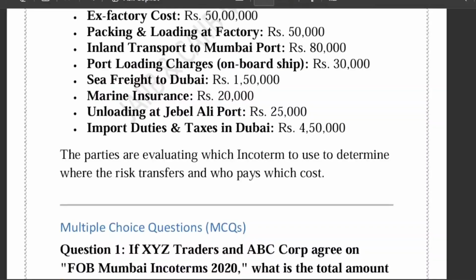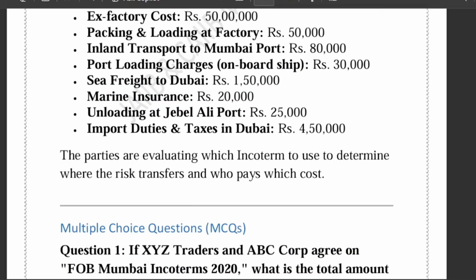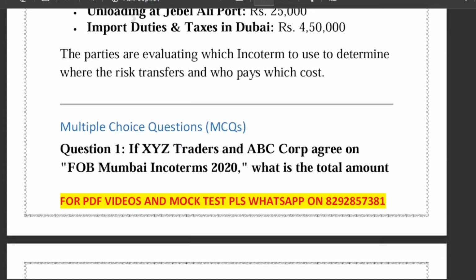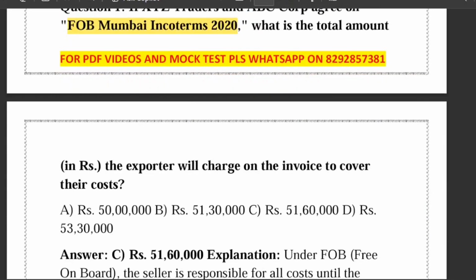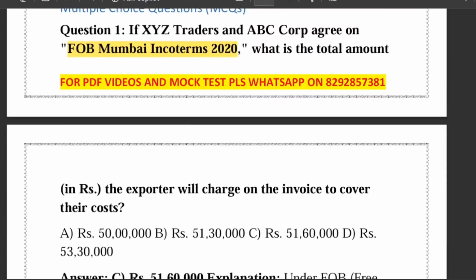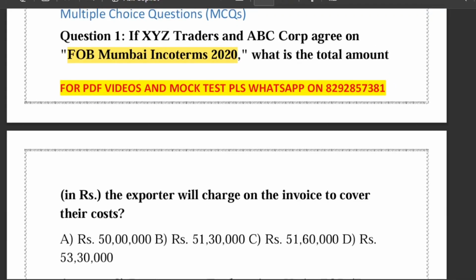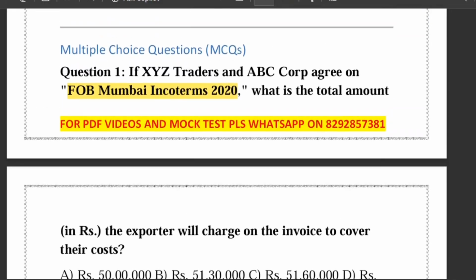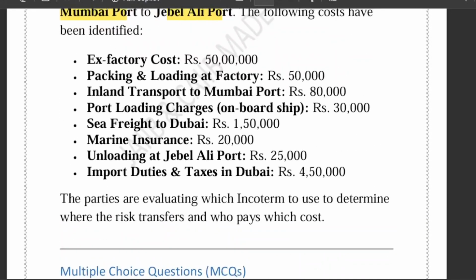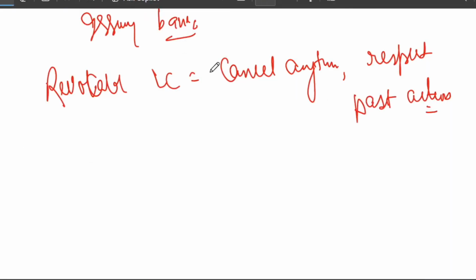The parties are evaluating which Incoterm. So this question pertains to Incoterms. The parties are evaluating which Incoterms to use to determine where the risk transfers and who pays the cost. So the first question is: if XYZ Trader and ABC Corp agree on FOB Mumbai Incoterms 2020, what is the total amount in rupees the exporter will charge on the invoice to cover their cost? The options given are 50 lakh, 51 lakh 30,000, 51 lakh 60,000 and 53 lakh 30,000. Very good question. So FOB Incoterms is being used. We will clarify each and every concept related to Incoterms using this particular question.